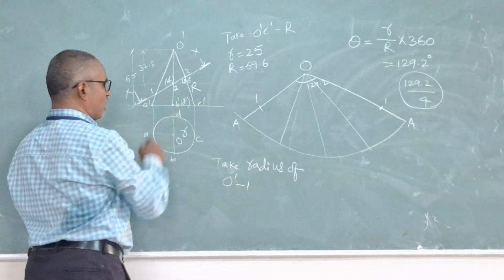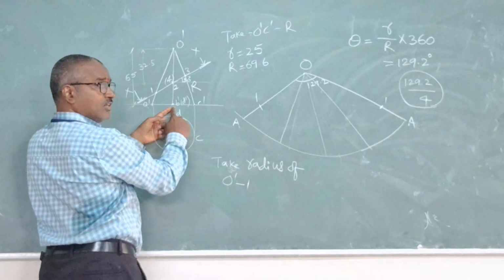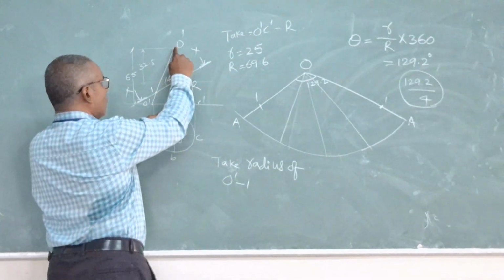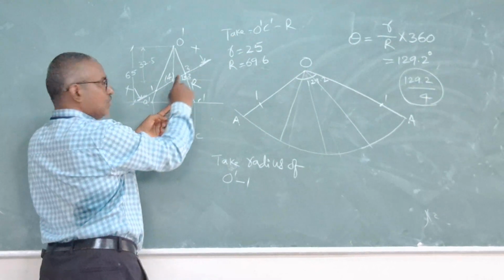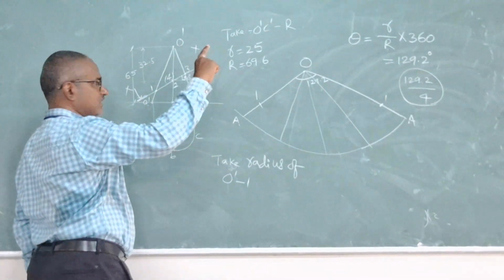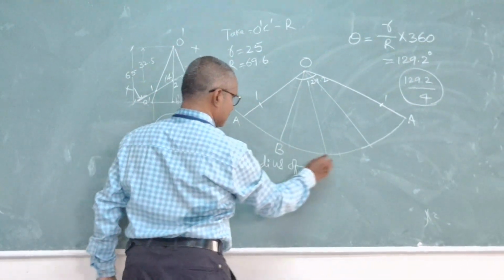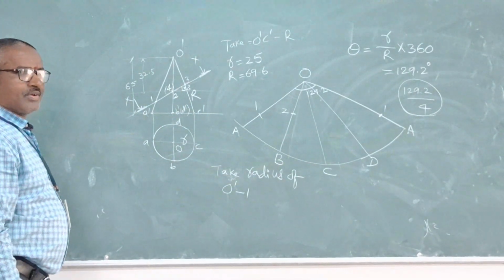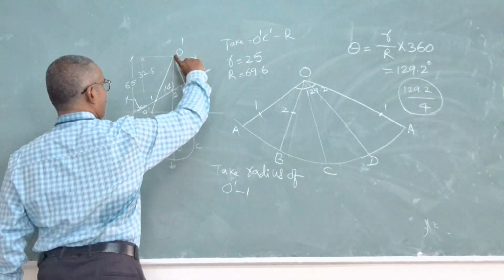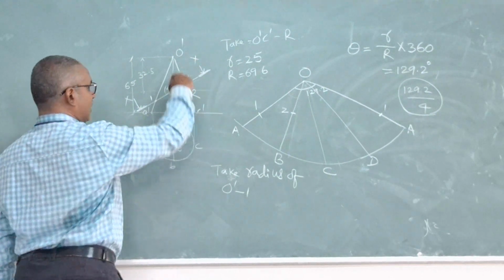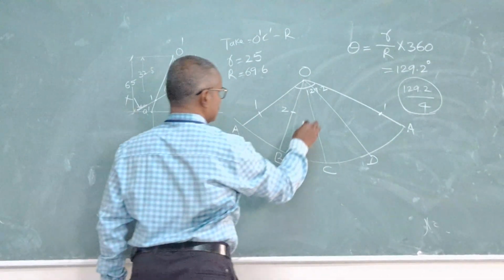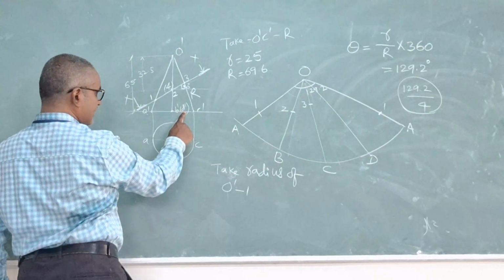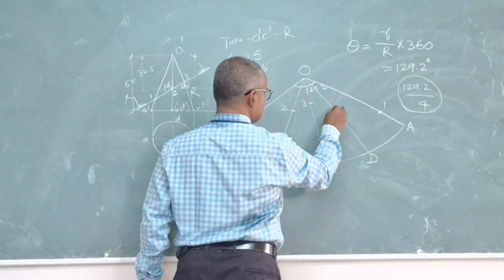Next, the second point. Where is the second point? It is on O dash B dash. B is visible, D is invisible, so 2 is visible and 4 is invisible. So I take the radius O dash to 2. Next, 3: take O dash and 3 as radius, where 3 is located between O dash and C dash. Where is 4? On O dash D dash, invisible.